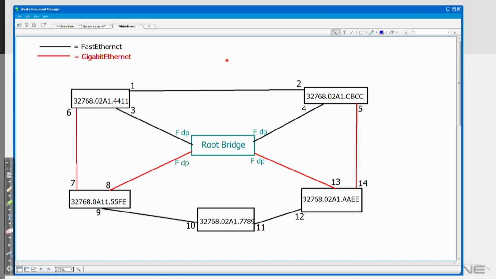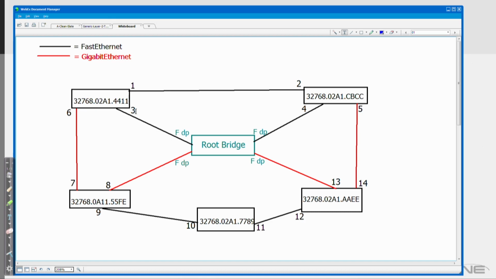All right, so I'm assuming that you paused it, you figured out which ports were root ports. Let's see if you were right. You could start really from any switch. I typically recommend starting from a switch or bridge that's physically connected to the root bridge. So let's just start over here with 4411.